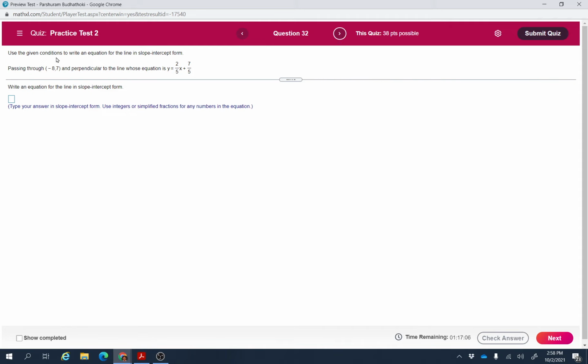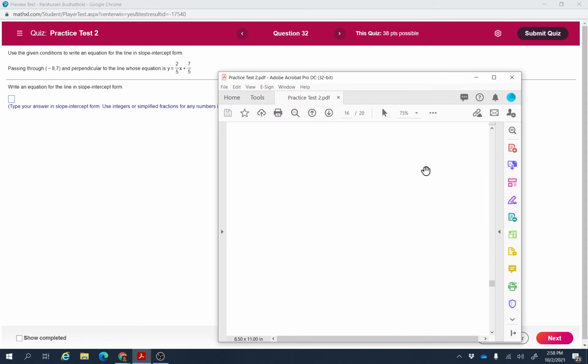here again the same kind of problem. The point is given and you can find the slope, but this time the line is perpendicular. So the slope of your line would be the negative reciprocal of the slope of this line. So I'm going to do this problem here.